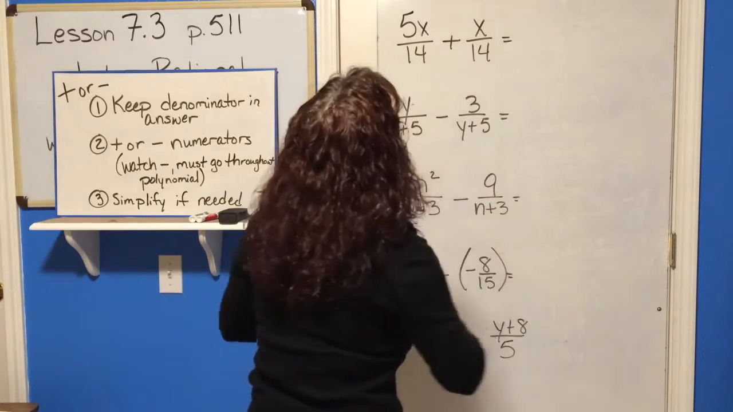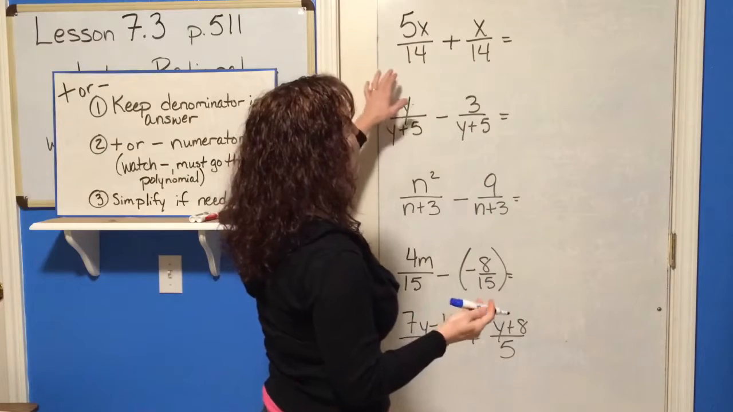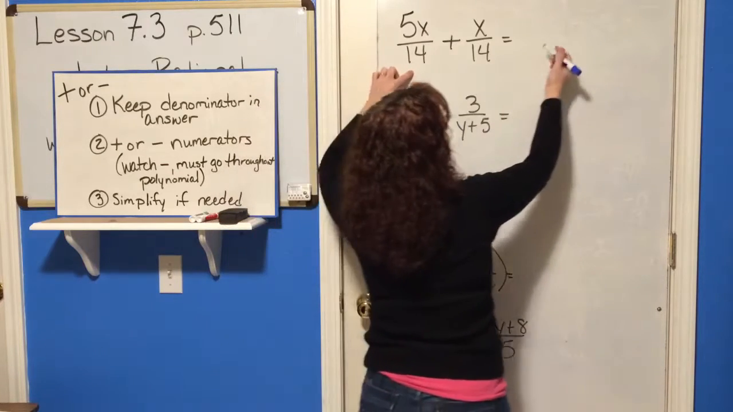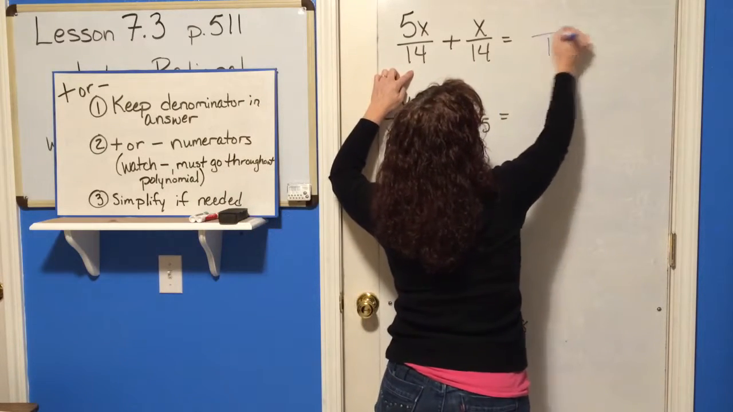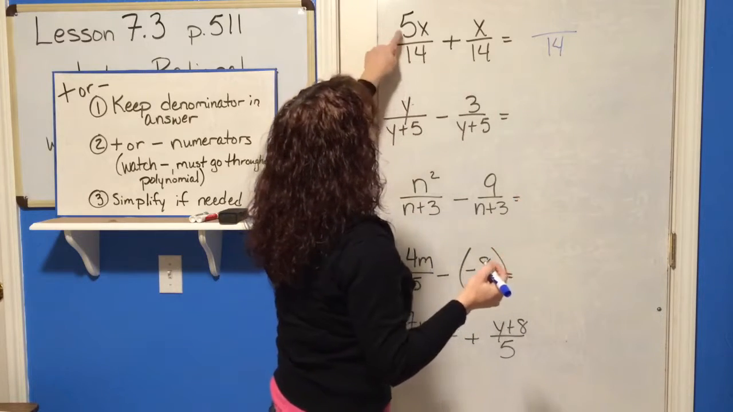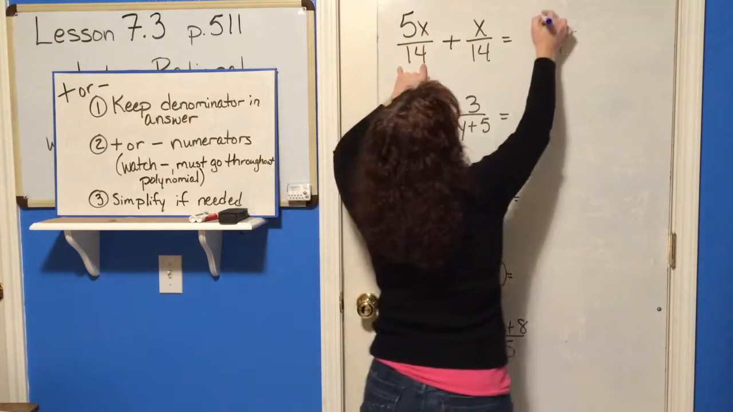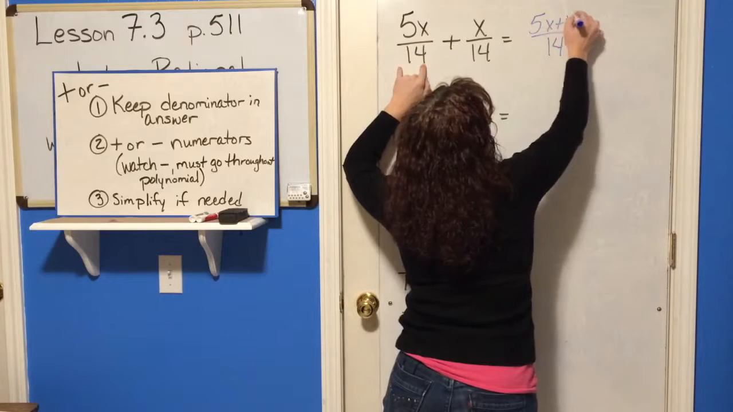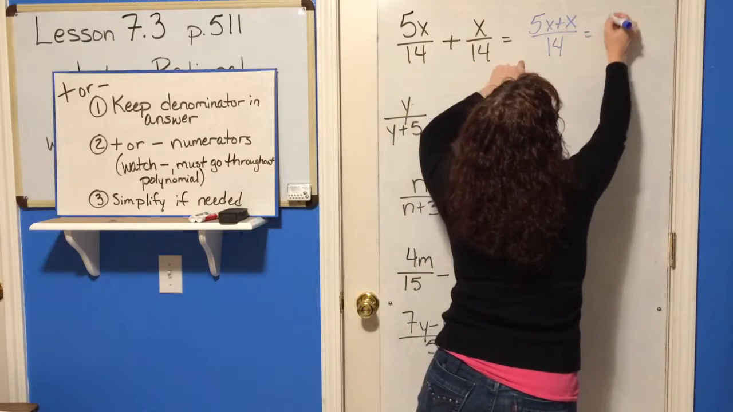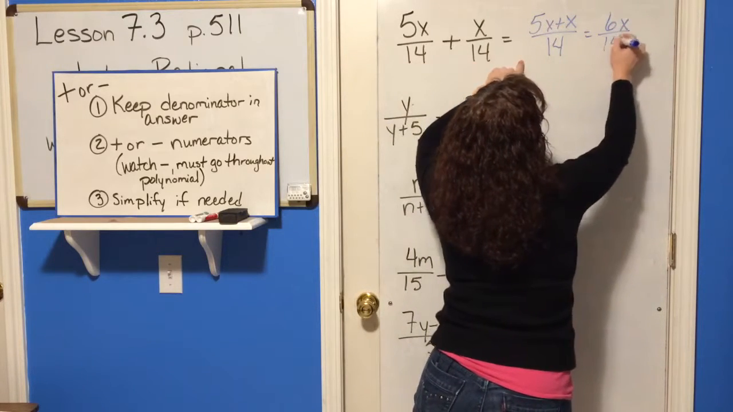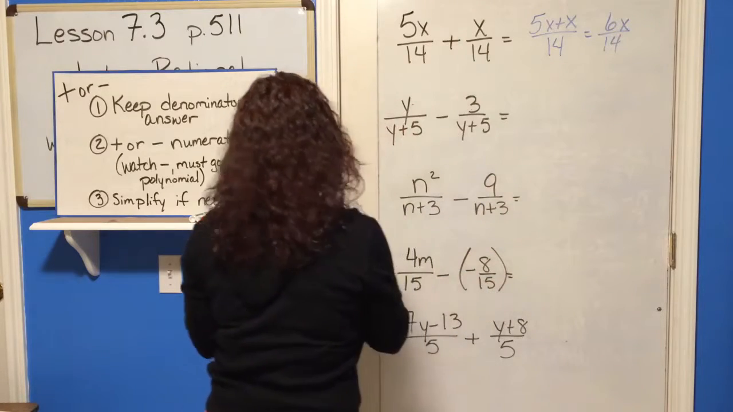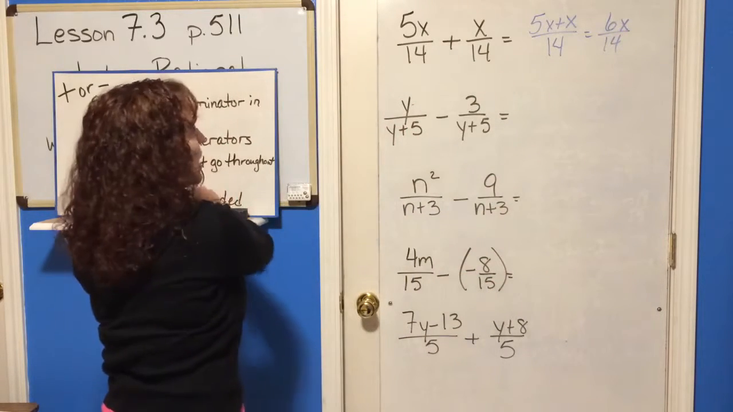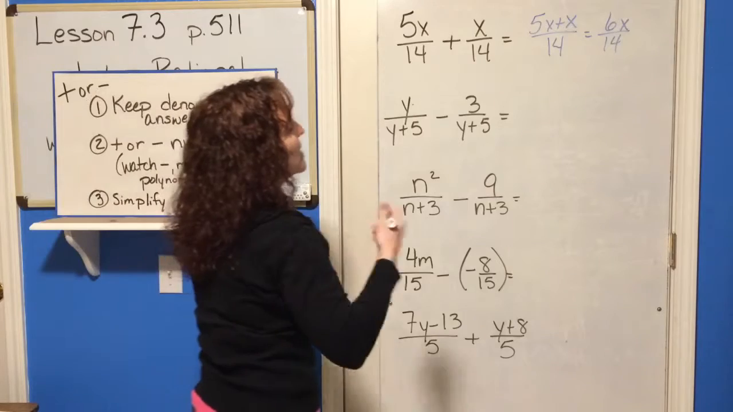Let's do them. So 5x over 14 plus x over 14, your denominators are the same, so you keep the denominator. And now you just add your numerators. 5x plus 1x is 5x plus x. 5 plus 1 is 6, so you've got 6x over 14, and that is your final answer. You're done.